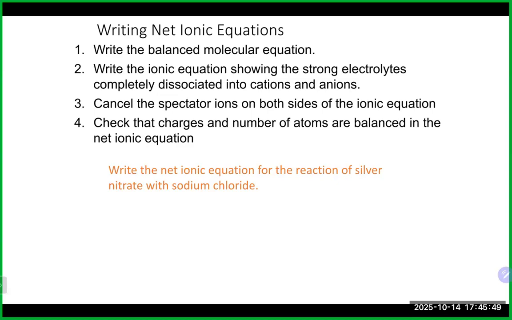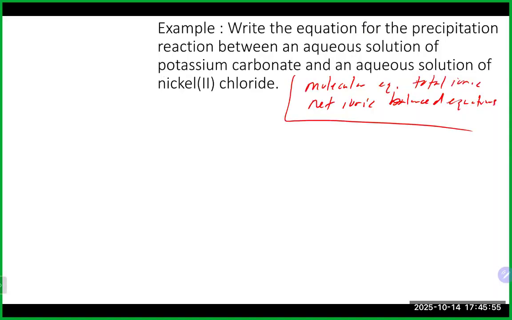And actually, this example is the one I just did on the previous slide, so we won't look at that one. We'll take a look at this one. Why don't you try this one here? Write the equation for the precipitation reaction between aqueous potassium carbonate and aqueous nickel(II) chloride. Write all those equations: the molecular equation, total ionic equation, net ionic equation, and also figure out the spectator ions. So take a few moments there and see.